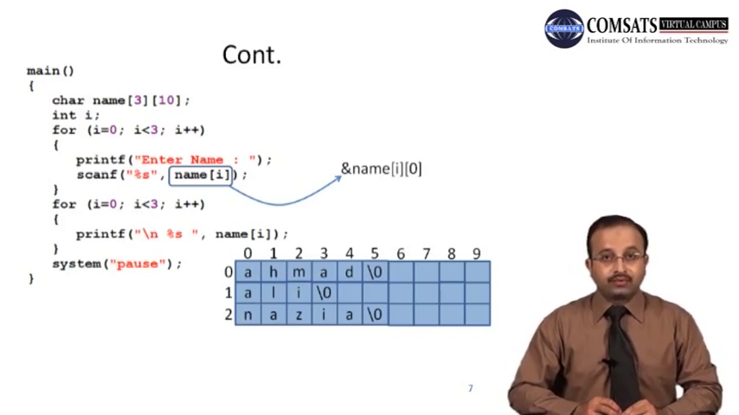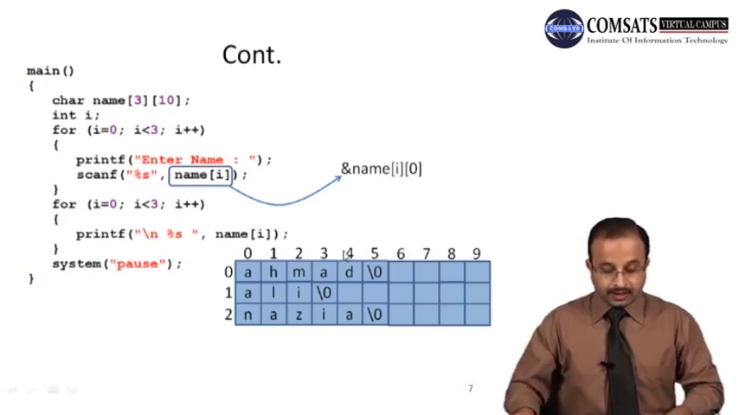You do not need to input the null character when you type in the name. Why will it insert it by itself? Because every string in C terminates at a null character. And then in the second, it inputs the name Ali, and then a null character, and then the third name is Nazia, and then a null character, right?